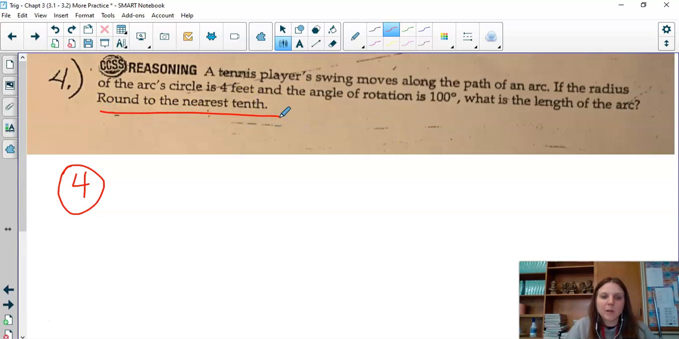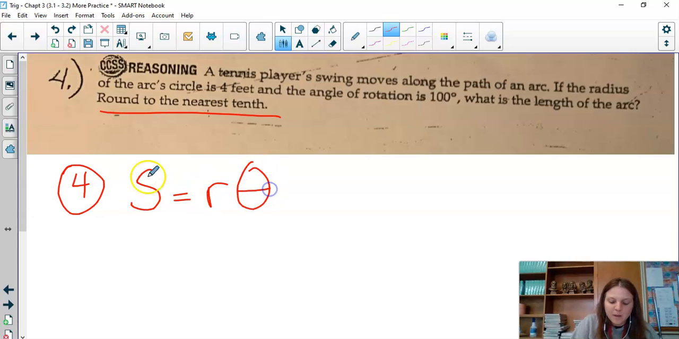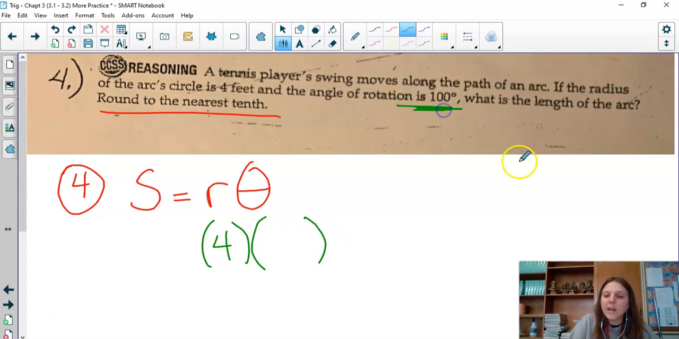Rounding means we are going to be putting pi into the calculator. The formula we used was s equals r theta. s is the arc, r is the radius, and theta is the angle in radians. So let's see what's given here. The radius of the circle is 4 feet. The angle of rotation is 100 degrees.